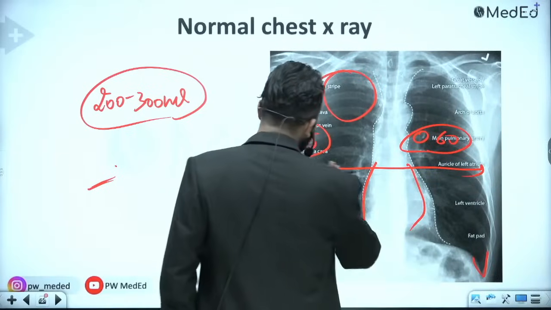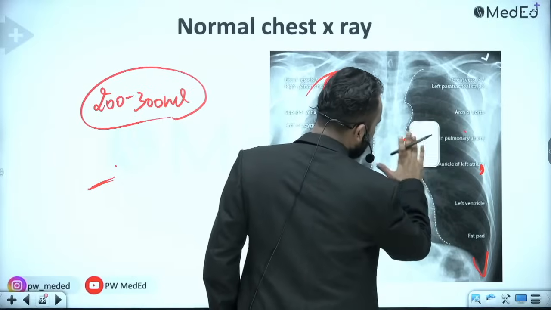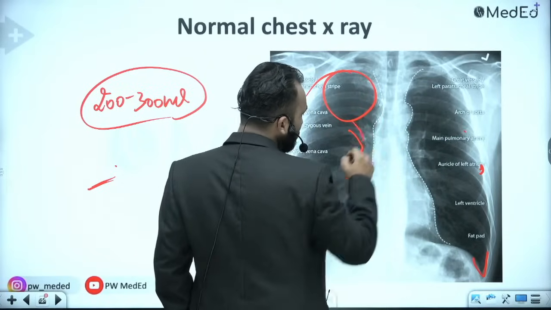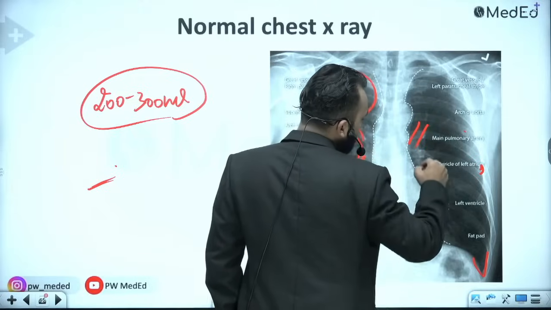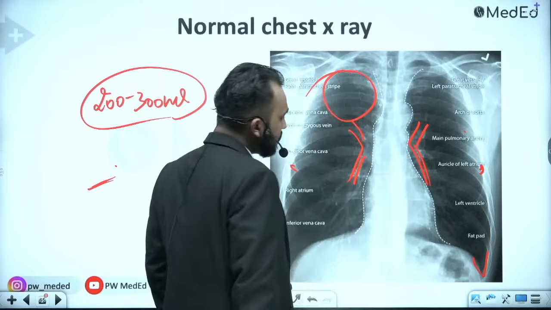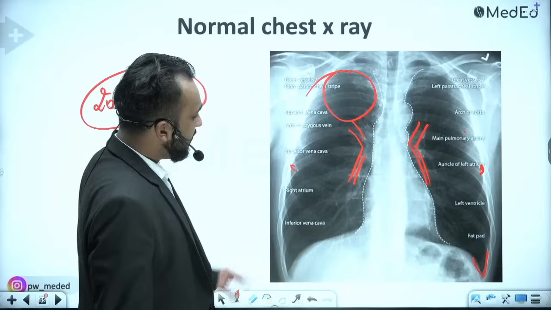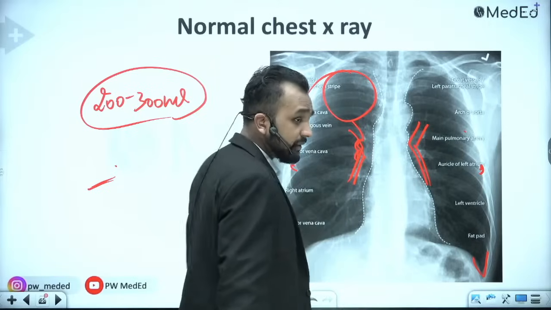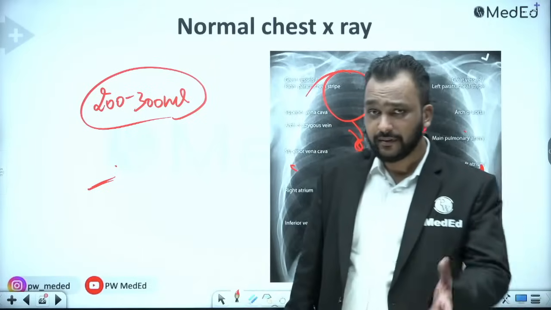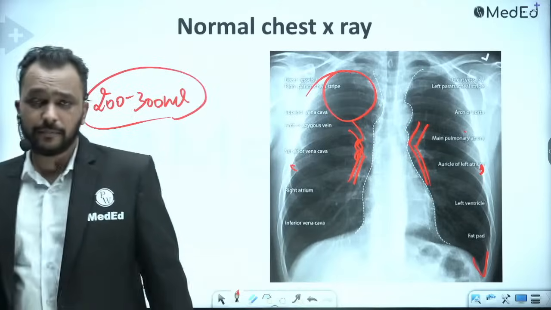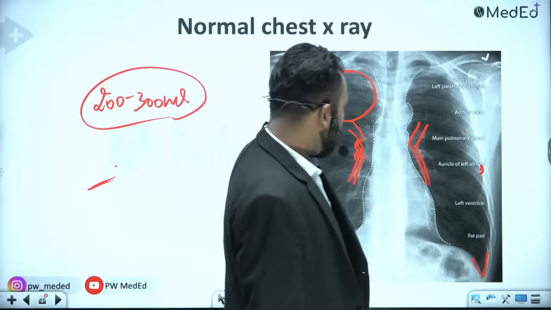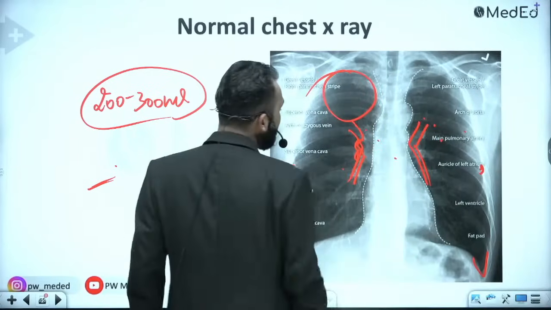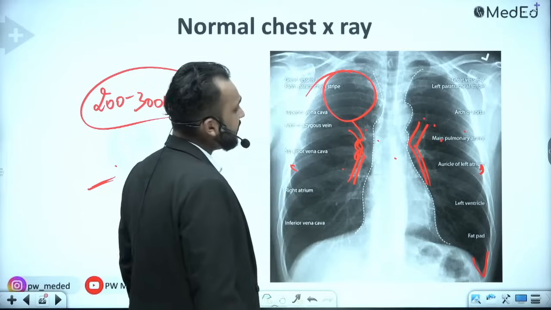Also we will look at the hila. Normally the hilum is formed by the pulmonary artery and superior pulmonary vein, and it forms an acute angle. Whenever there is blunting of this angle, it means that there is some lymphadenopathy in this patient, and this lymphadenopathy can be seen in patients with tuberculosis or sarcoidosis. Also remember that the left hilum is always higher than the right hilum.